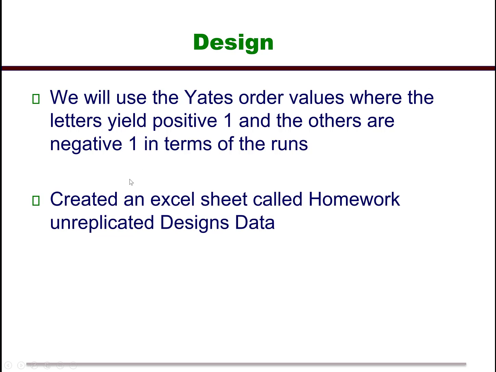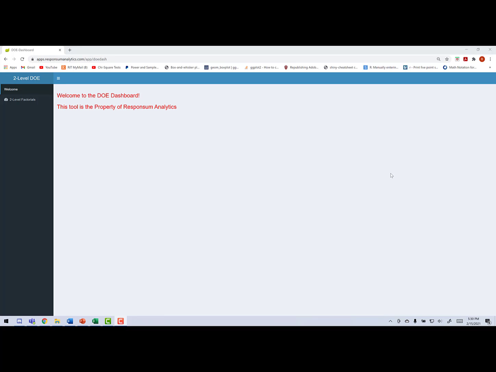Okay, so what I've done is I've already created this design in an Excel sheet called Homework Unreplicated Designs Data. It is number 1. So now I'm going to shift over to the app and I'll show you how to import and analyze. Okay, now you can see we found the app.